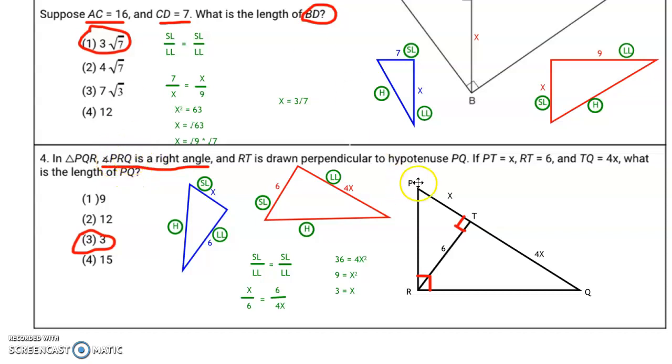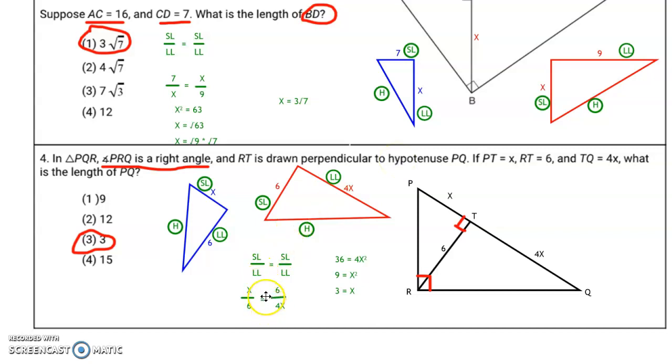The first thing I did was I drew PRQ as a right angle, and that basically tells me I'm just going to connect P and Q together. That's my right triangle. Then it says RT is drawn. I'm going to go from R to a point along the hypotenuse, and I'm just going to label that point T. I must make sure that it's perpendicular to that base because RT is drawn perpendicular to the hypotenuse. In other words, RT is an altitude.